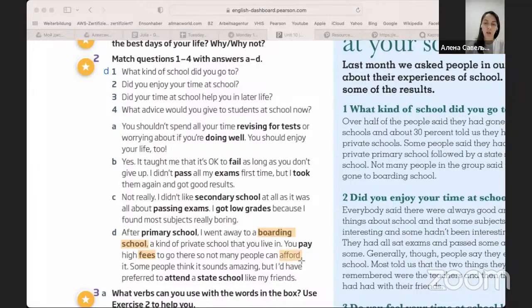What is afford? I think we had it. Позволять. Позволить себе. Немногие могут себе это позволить.